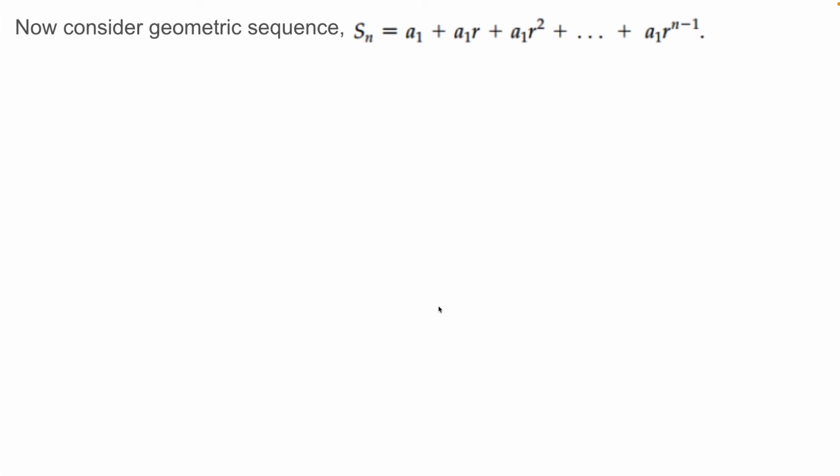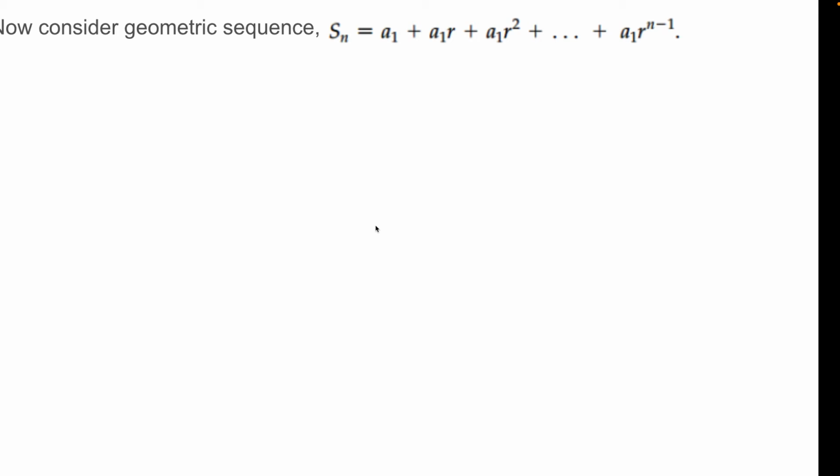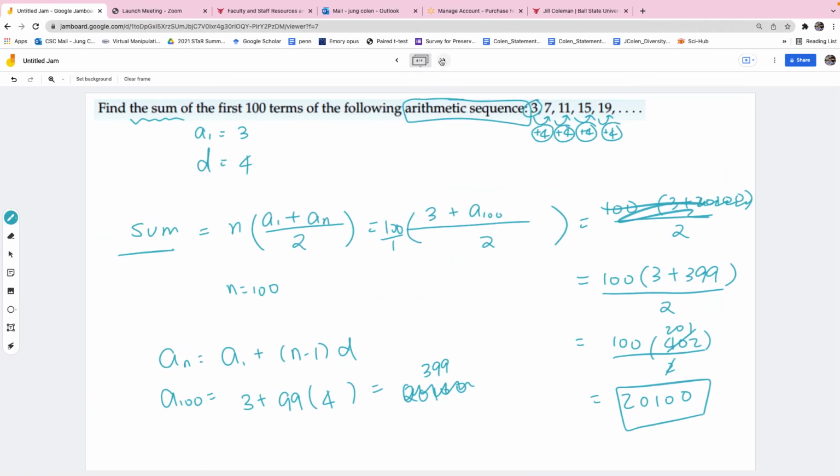Now consider a geometric sequence. The difference between an arithmetic sequence and a geometric sequence is whether you are adding the same number or multiplying by the same number. In an arithmetic sequence, you are adding the same number over and over again, right? For a geometric sequence, you are multiplying the previous number by the same number to get the next number. What I mean by that is this.